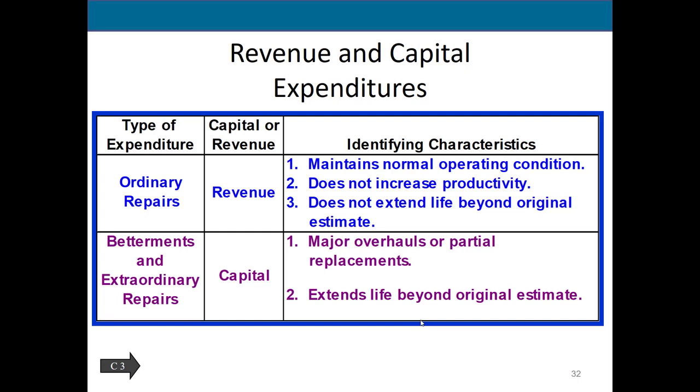What are we talking about here? A new roof on a building certainly is a betterment or an extraordinary repair. It extends the life. If I don't replace the roof, the building is gone. If I add a new room on or a wing onto a building, that's a major overhaul or partial replacement. That's a betterment and extraordinary repair, and it has to be capitalized.